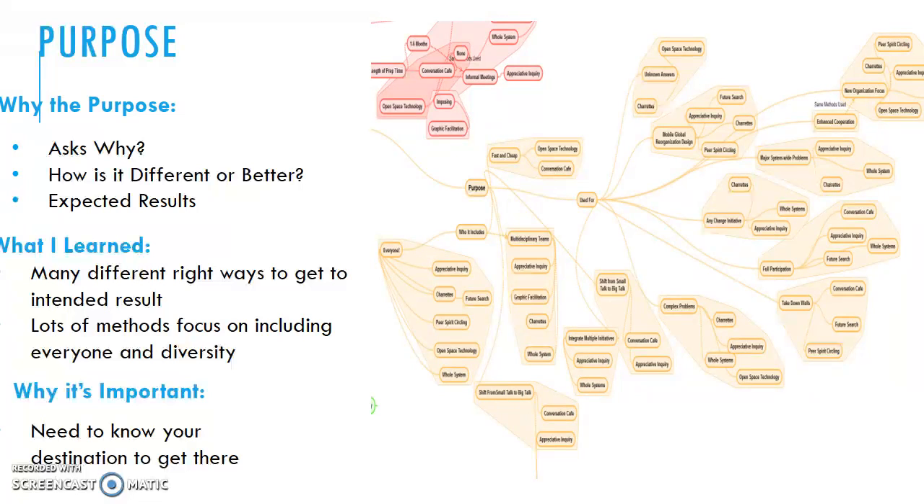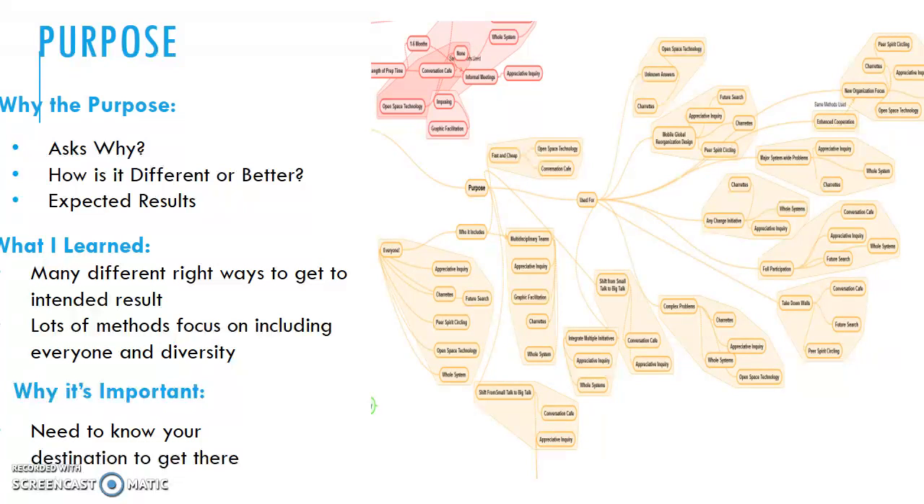And so purpose basically asks why and how is the result that you're going to have using one change theory, why is it going to be better than a different one? And then what are the results you were going to expect, and how would you define the failure? So that's what the purpose of this is.